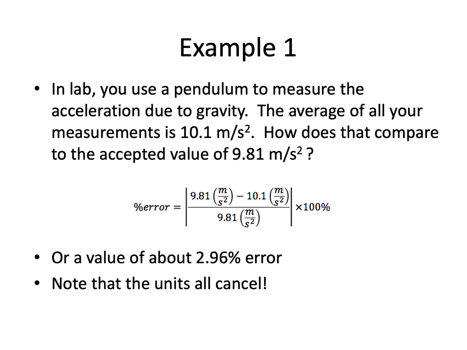And one thing that we can note here is that every term in the top has meters per second squared, and the bottom term has meters per second squared. So there are no units in your answer. It's not 2.96 meters per second squared. It's just 2.96%. It's a measure of how close your measured value is to the accepted value. In other words, it's how close your measured value is to the right value, or how accurate it is.